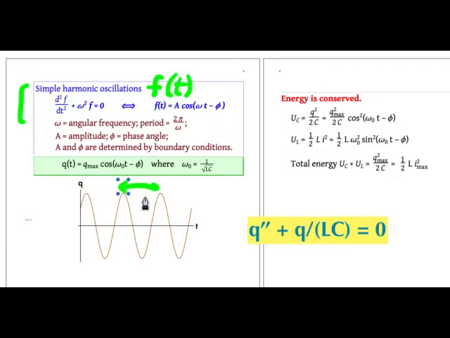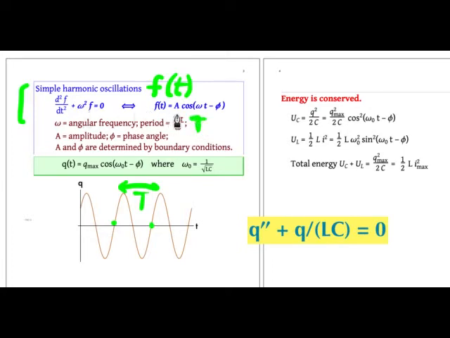So this is the time for one oscillation, from one maximum of Q back to a maximum of Q. Or it could be from one minimum of Q to the next minimum of Q. Or it could be from this point to this point. Any way you want to define it, the period, capital T, is 2 pi divided by omega. So that's T.